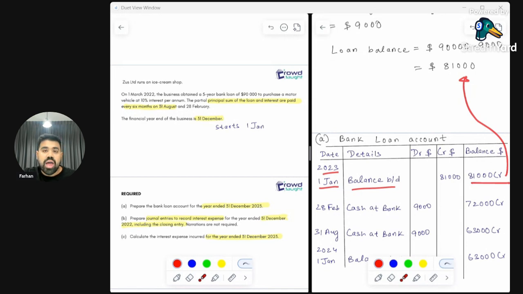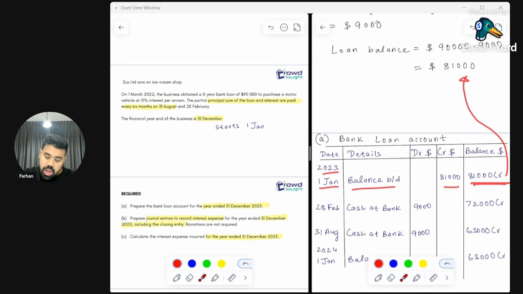We know that all liabilities by default should have a credit opening balance. Also, all liabilities, when they increase, they should always be recorded on the credit side, and when they decrease, we always record it on the debit side. So we are starting the financial year on 1 Jan 2023 with the opening balance, which is recorded on the credit side, $81,000, which gives us a final balance of $81,000 credit.